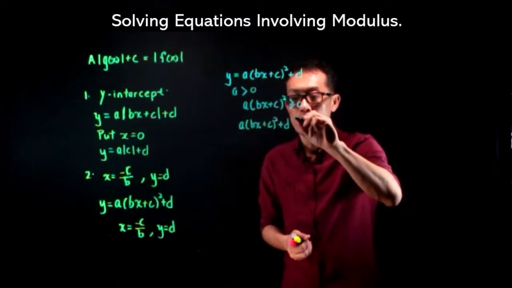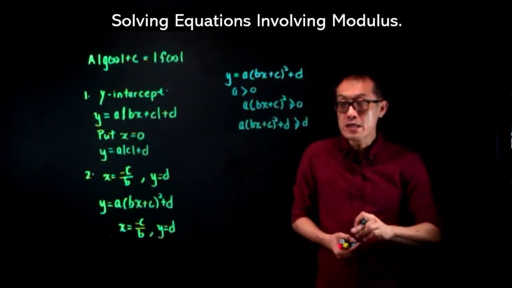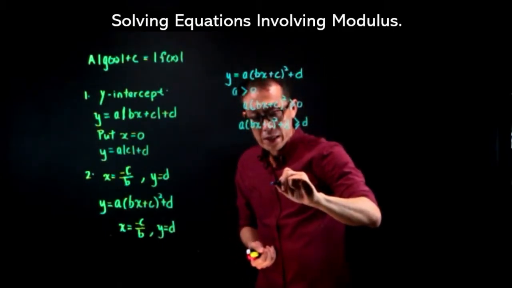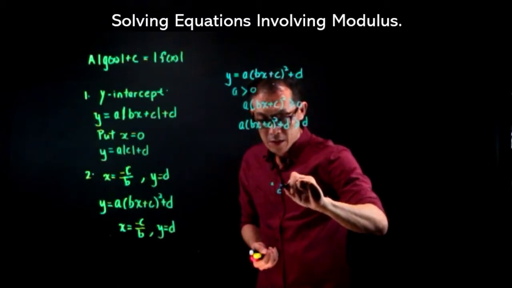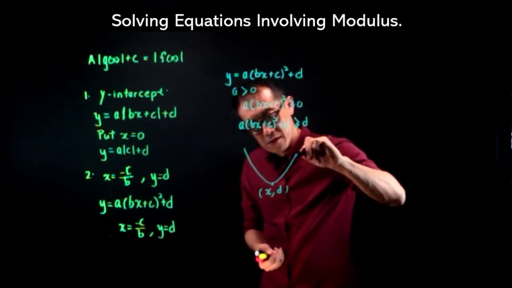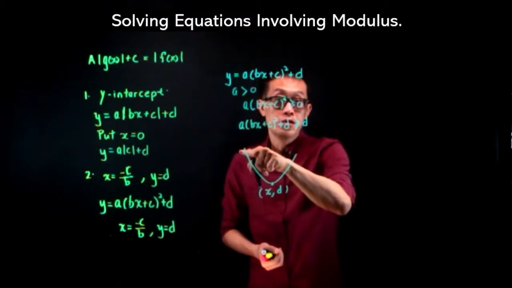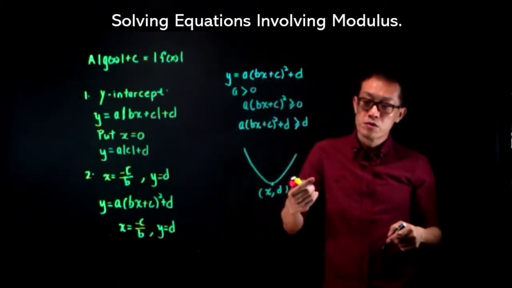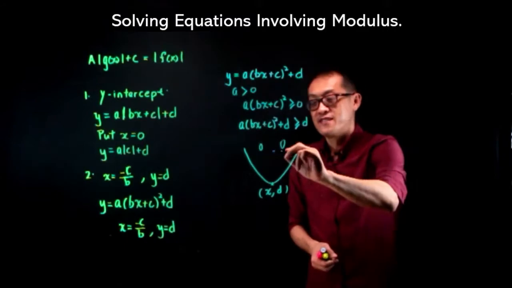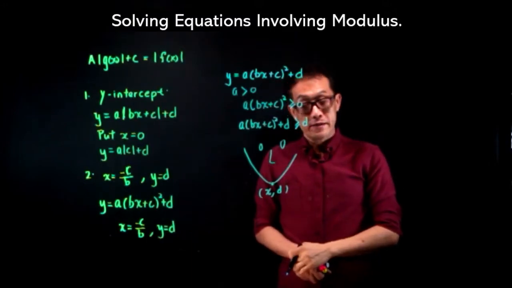So now the minimum value will be d. That means that for this graph, the minimum value is d. On the x-y axes, your graph will look like this. This is the minimum; it cannot turn the other way. That's why when a is greater than 0, you are taught that the graph looks like a smiley face.